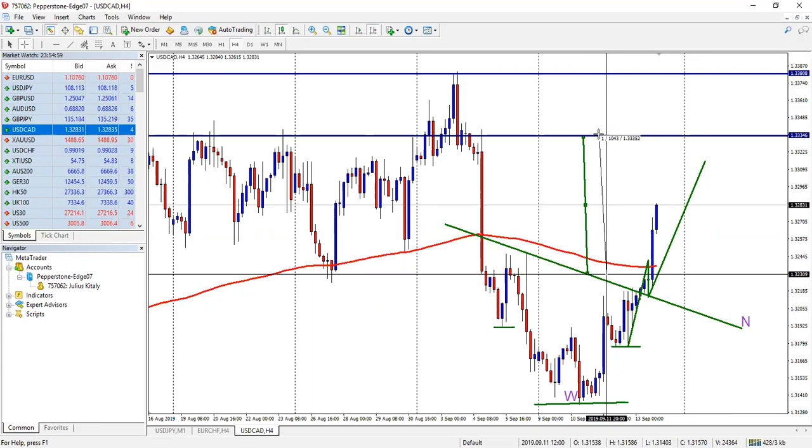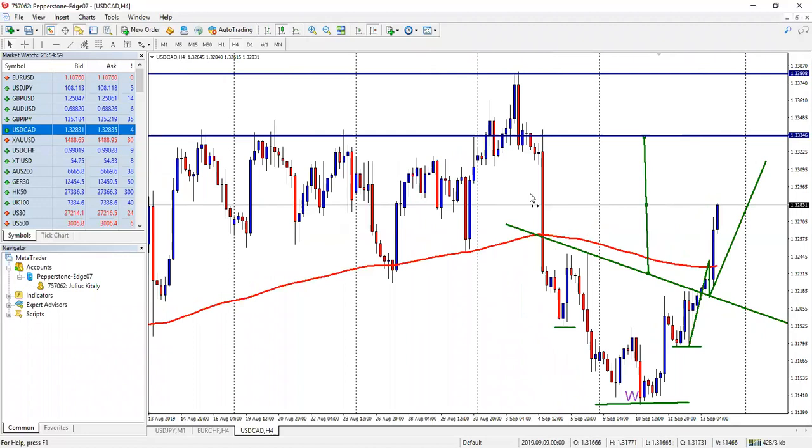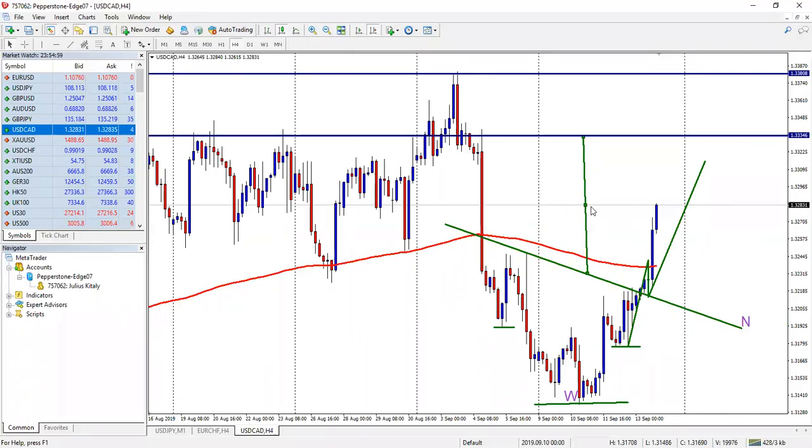This is to say that after the breakout of the neckline, the market will move exactly the same distance, the maximum target. It might be more than that, but the maximum target that you have to target is exactly the same distance from the head to the neckline, after breakout of the neckline. So the maximum target should be that one.